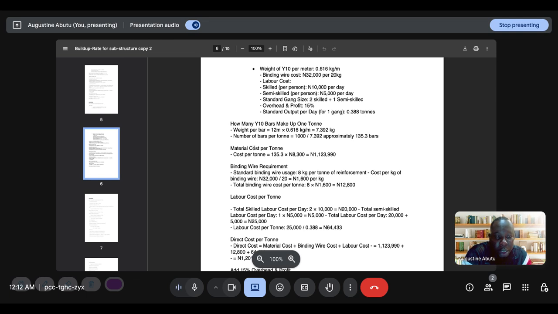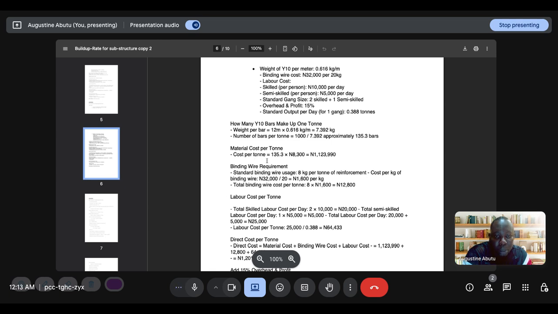We want to know how many lengths we have in 1 ton. So 12 is the length of one bar. We'll be multiplying it by 0.616 kilograms, which is the weight of Y10. Once you multiply it together, it will give us 7.392 kg. Then the numbers per ton, we'll be dividing 1000 by 7.392. It will give us 135.3 bars. So this is the number of lengths we have in 1 ton for Y10.